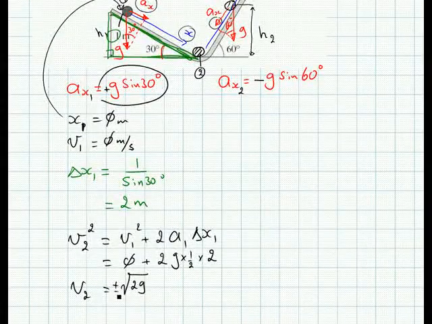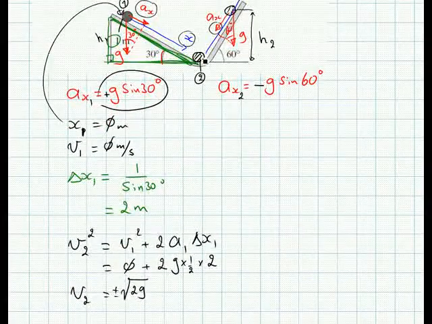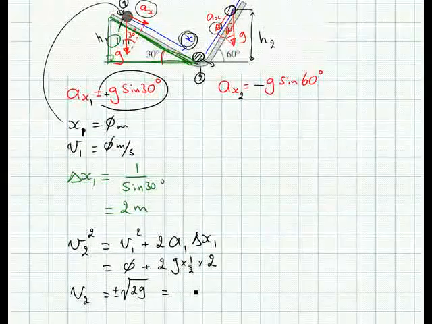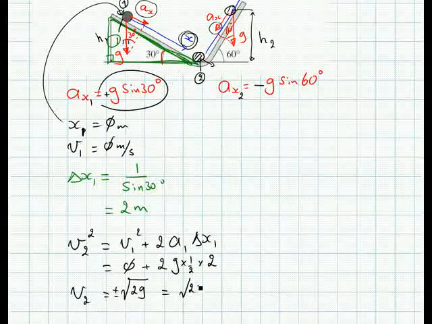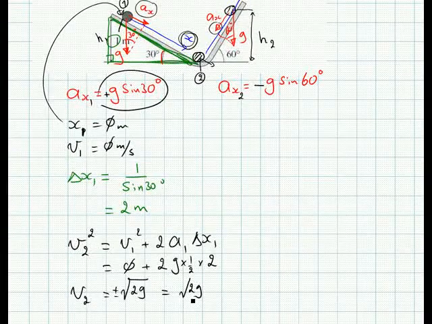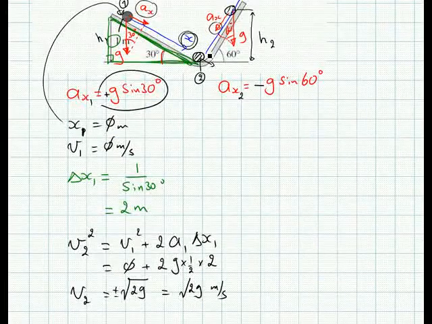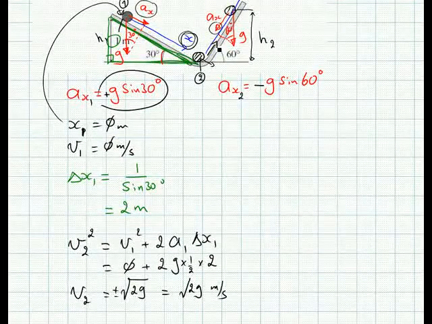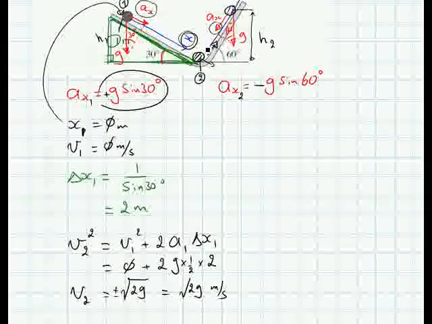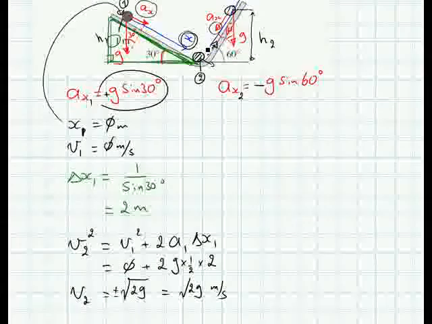Now it's plus or minus, and it's up to you to choose the right sign. Of course, the velocity at the bottom of the hill is still pointing in the direction of the positive x-axis, which means that v2 is equal to positive square root of 2g. Now that velocity, square root of 2g meters per second, is the velocity that our object has at the beginning of the ramp up. So when the object starts going up the ramp, its initial velocity is root 2g.